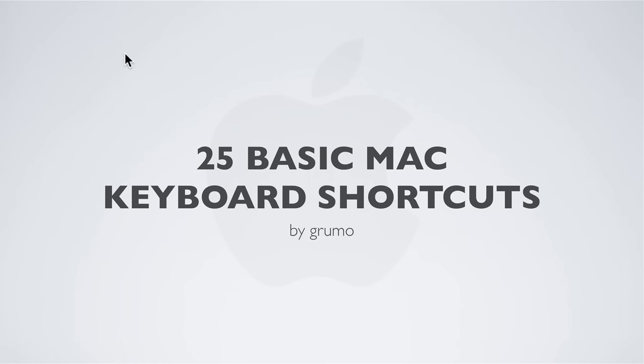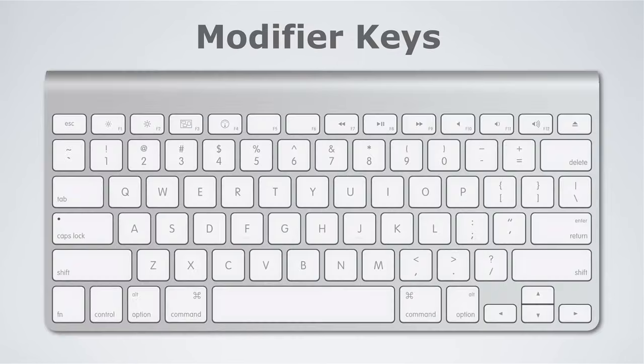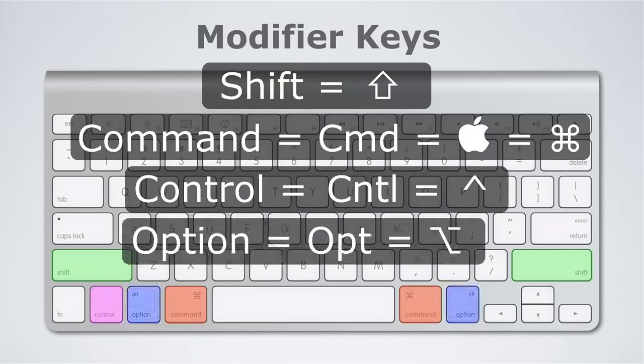So before we go into the shortcuts, let me explain what modifier keys are. Modifier keys are the keys that you're going to press as a combination in order to get the shortcut working, right? And there are four: Shift, Command, Control, and Option.